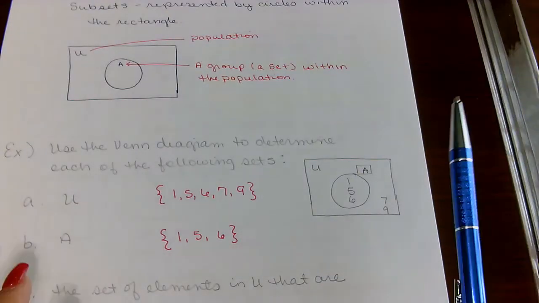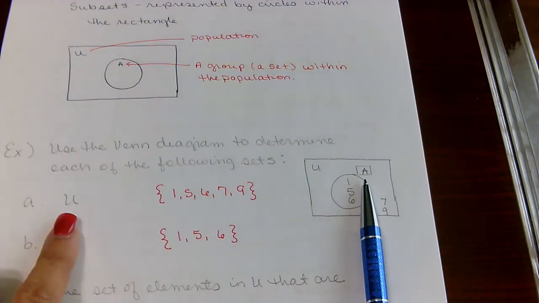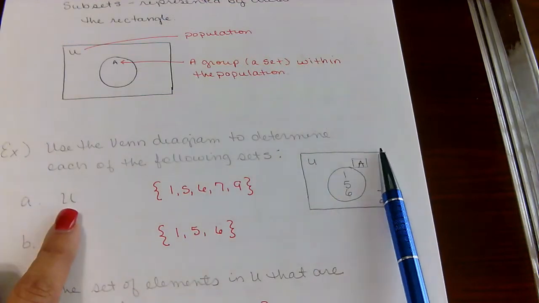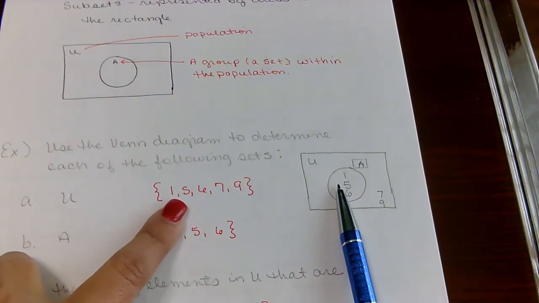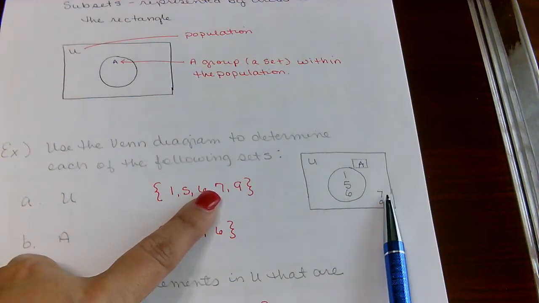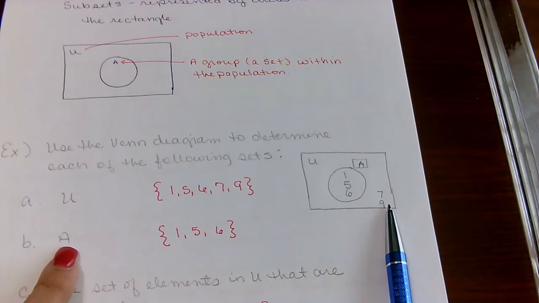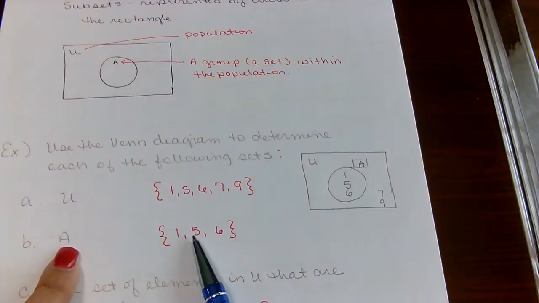We're going to use this Venn diagram to determine each of the following sets. First is the universe. So anytime you have anything in the universe, you're going to write down all the numbers that are represented in the rectangle. Here we have a 1, 5, 6, and outside of the circle is a 7 and 9. In subset A, we're going to identify the 1, the 5, and the 6.